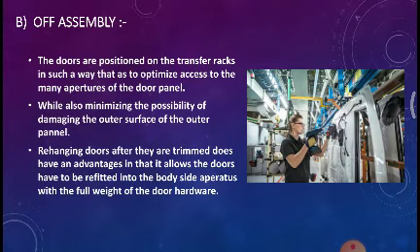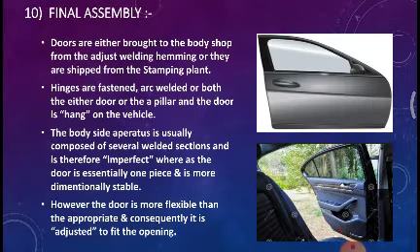Off assembly. The doors are positioned on the transfer racks in such a way as to optimize access to the many apertures of the door panel while also minimizing the possibility of damaging the outer surface of the outer panel. Rehanging doors after they are trimmed does have an advantage in that it allows the door to be refitted into the body side apertures with the full weight of the door hardware.